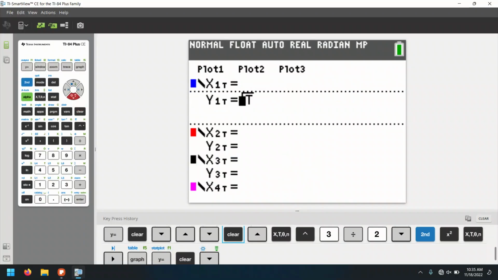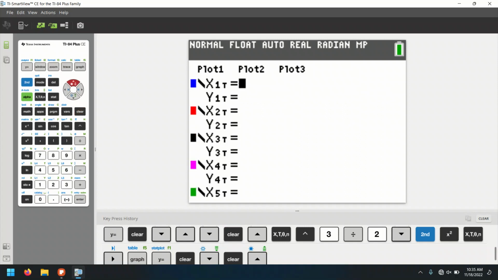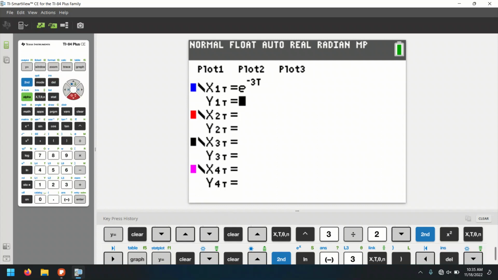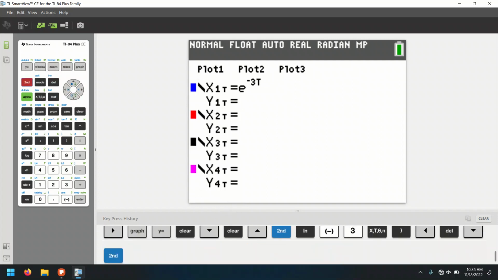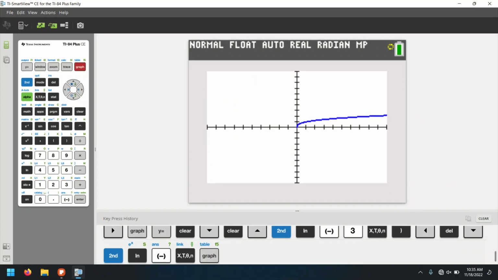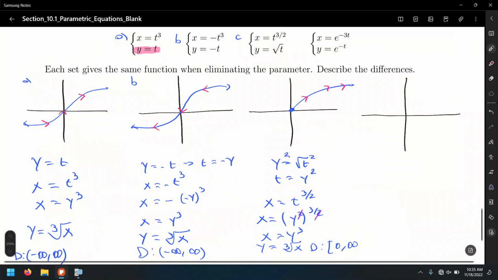So let me clear all this. And so in this case here, second e to the negative 3t, and oops, I don't need to close parentheses, and e to the negative t, and check what's going to happen this time. All right. Well, number one, this time it went in the reverse direction, isn't it? However, okay, here is the thing right here.